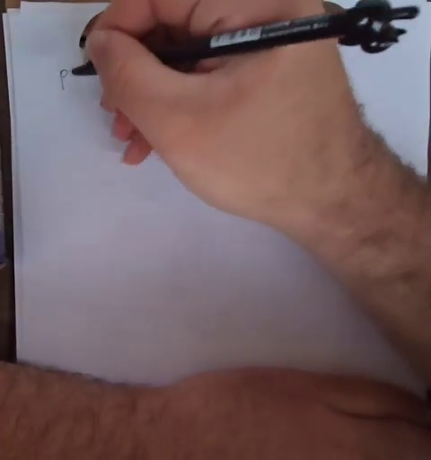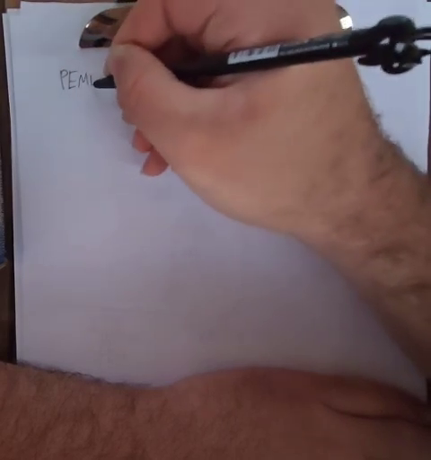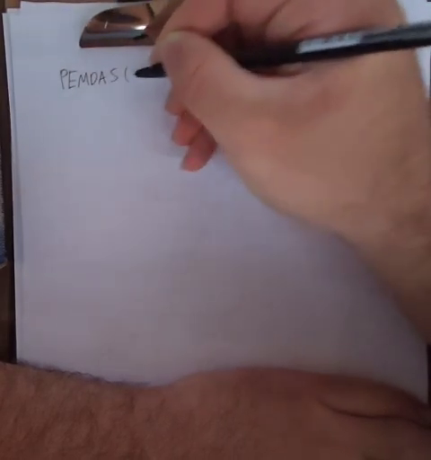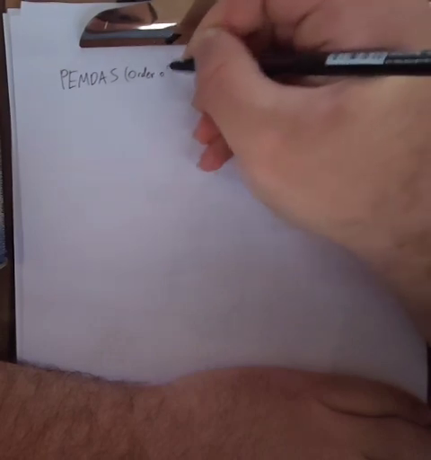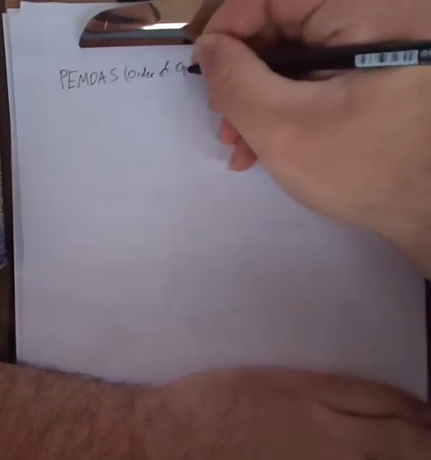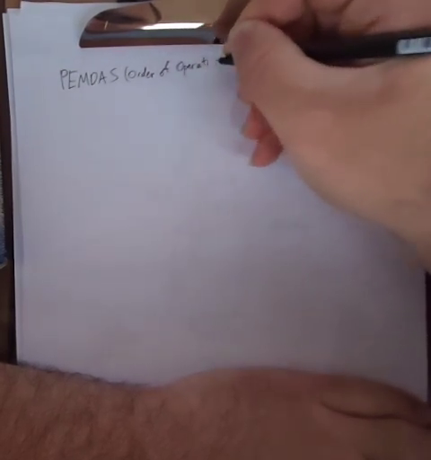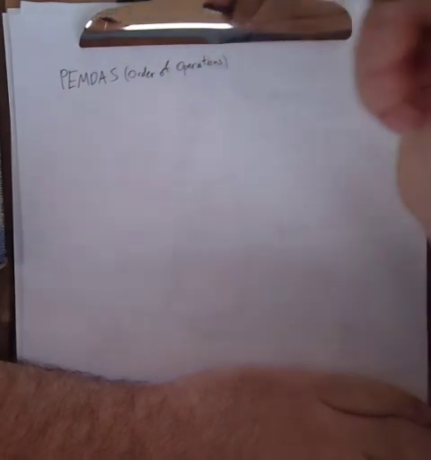So today we're going to cover a topic in math that's very important. It's a very important topic, but a lot of people tend to forget it after they've learned it, even though they shouldn't. So this topic is PEMDAS, parenthetical order of operations. So what is order of operations?